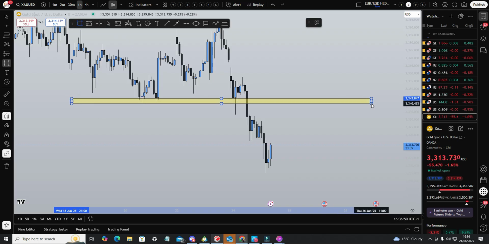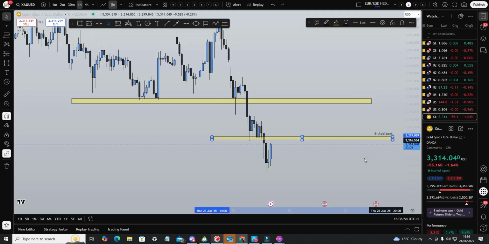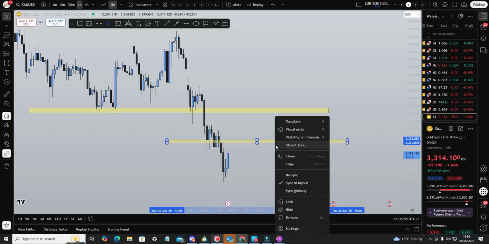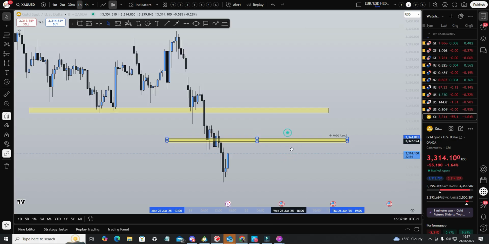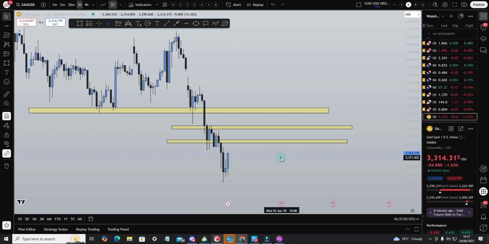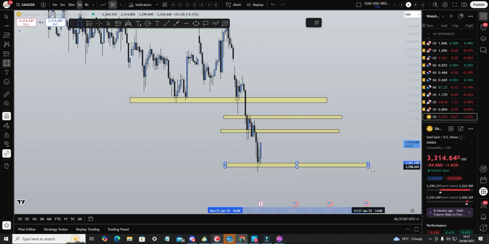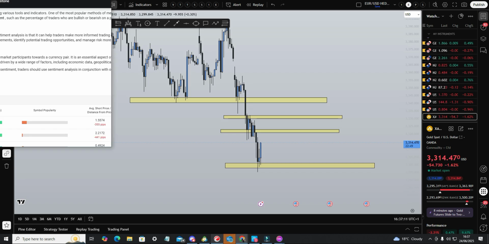So I'm going to quickly mark out these zones. Obviously gold has been trending bearish pretty much all day, and if I just quickly mark out these zones, we're going to use a little tool. Now you've probably seen this before, but I'm going to show you how to use this the correct way, right? And what this basically is, let me bring this in first of all.